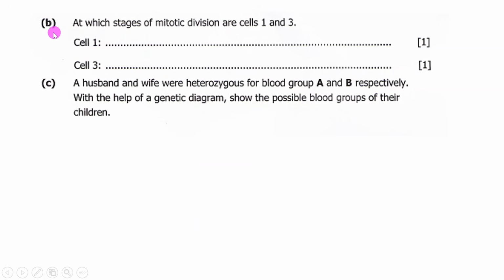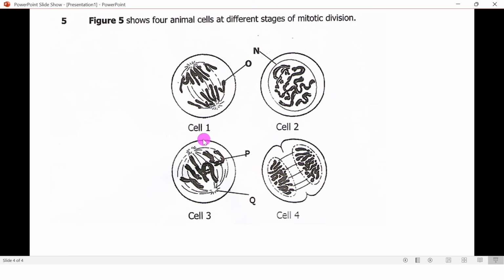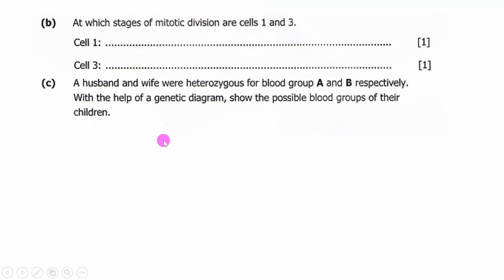Then B says, at which stages of mitotic division are cells 1 and 3? So for cells 1 and 3 here, which stage of mitotic division are they at? For cell 1, we can say that it is at anaphase. Then cell 3 is at prophase. So you have to understand these stages if you are to join my online lessons for biology, where I went into detail explaining these two processes which are found in cell division.